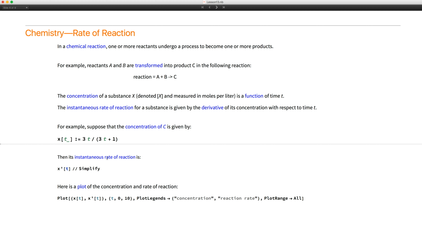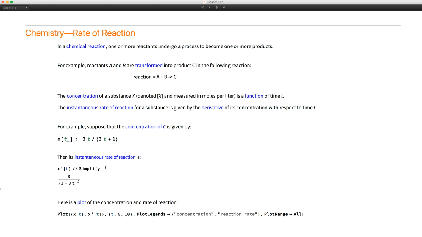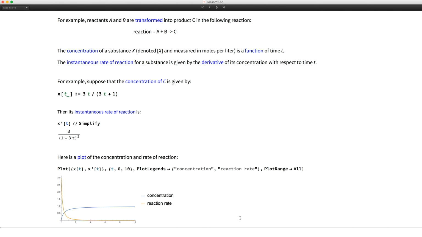then the rate of reaction at any given time is a derivative, so it's 3 over (1 plus 3t) the whole squared. And then what you can do is to plot both these quantities, and you see that as time goes by, the concentration will increase, but of course the rate of reaction will go down as the system approaches a steady state.